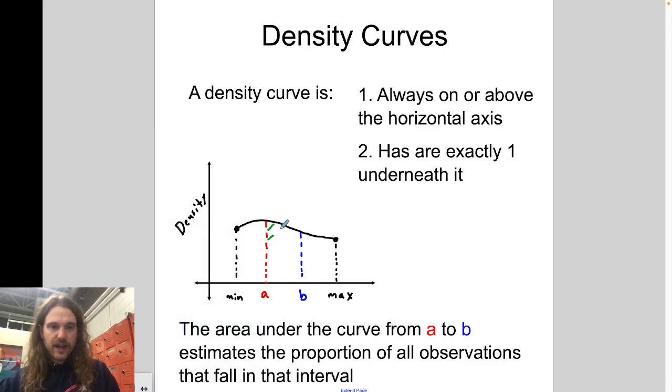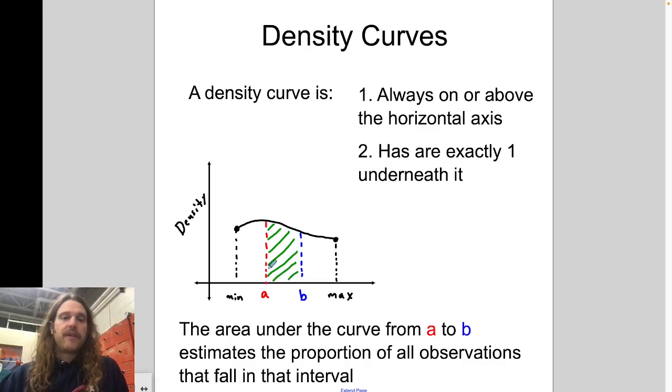So if we could find the area of this shape, we'd be able to find the proportion of observations that fall in that interval, which would really give us the probability of an observation being measured between these two values. So here we have the minimum for the density curve, and here we have the maximum for the density curve.